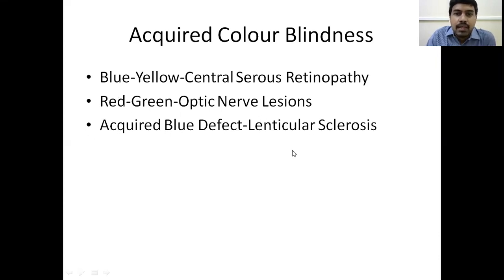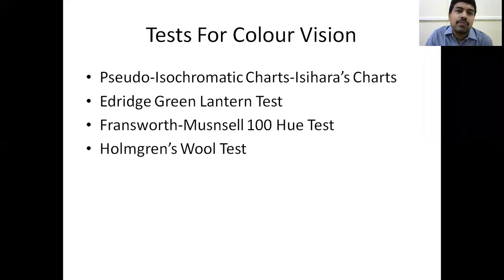Similarly, lenticular sclerosis, that is in cataract, causes an acquired blue color defect, because the lens is a strong filter of ultraviolet light and blue light. So when the lens gets sclerosed, a blue color deficiency is seen, an acquired blue defect. So these are the causes of acquired color blindness: central serous retinopathy, ethambutol toxicity, optic nerve lesions, and lenticular sclerosis or cataracts.